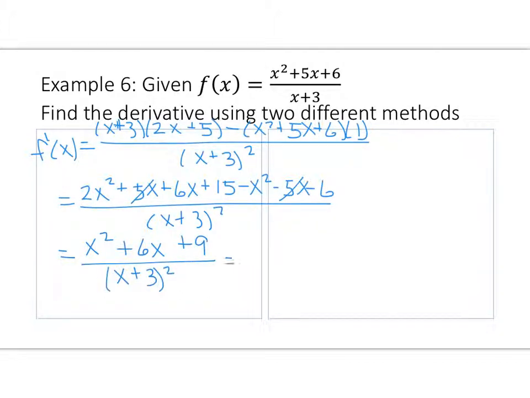But x squared plus 6x plus 9 factors to x plus 3 squared. So now I have x plus 3 squared over x plus 3 squared. This is just equal to 1. So I found my derivative using the quotient rule.